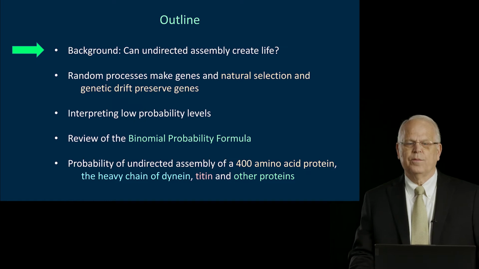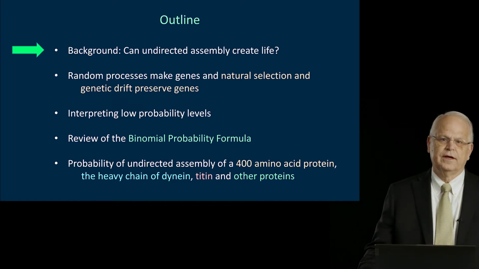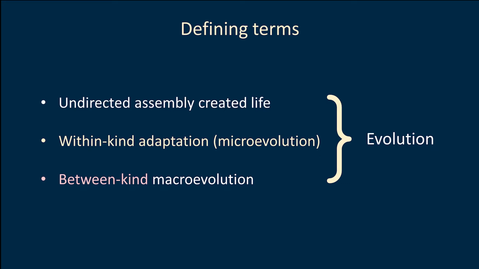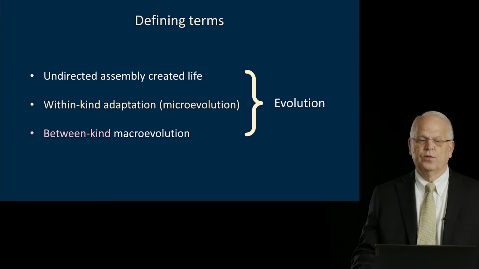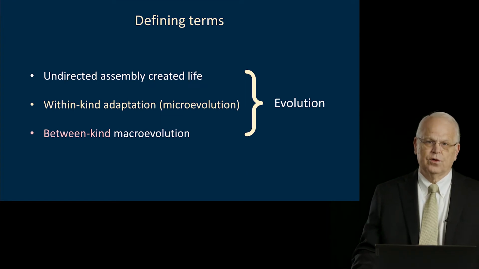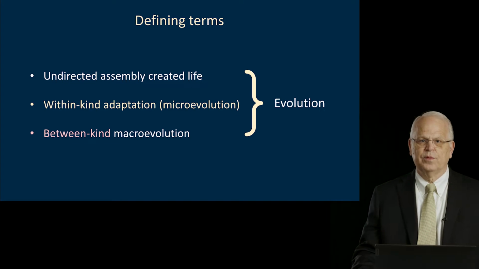It's best to start off by defining some terms. Evolution, as it's commonly used, refers to really 3 different things. The first is that undirected assembly created life. That is, that life spontaneously arose from non-life. And that's going to be the topic of most of today's discussion.